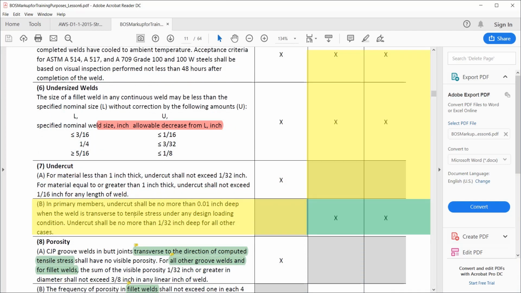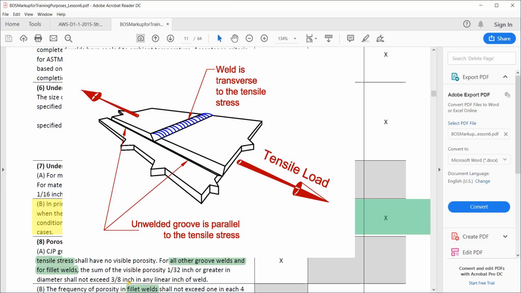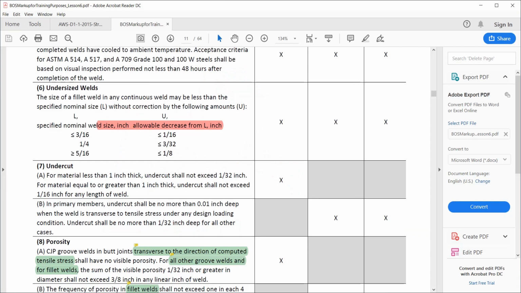Undercut shall not be more than 0.01, that's 10/1000 inch deep, when the weld is transverse to tensile stress. So you've got to know some conditions. And of course on your test questions that will be provided to you if it's needed. For all other conditions, 1/32.